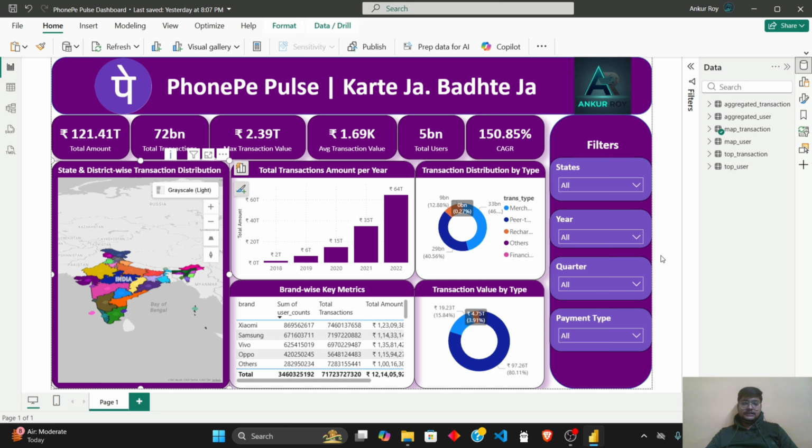Here the most important insight derived from the dashboard is that India's digital payments ecosystem is growing at an explosive rate. A CAGR of over 150% shows massive acceleration in adoption. Peer-to-peer transfers and merchant payments dominate. These two payment categories combined account for the majority of both volume and value. Major metro cities lead the adoption curve. States like Maharashtra, Karnataka, Tamil Nadu, UP and Telangana show extremely high digital penetration.